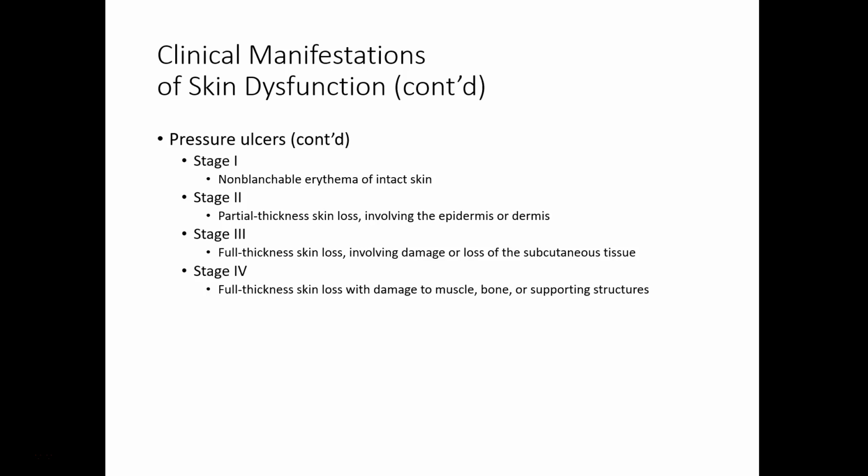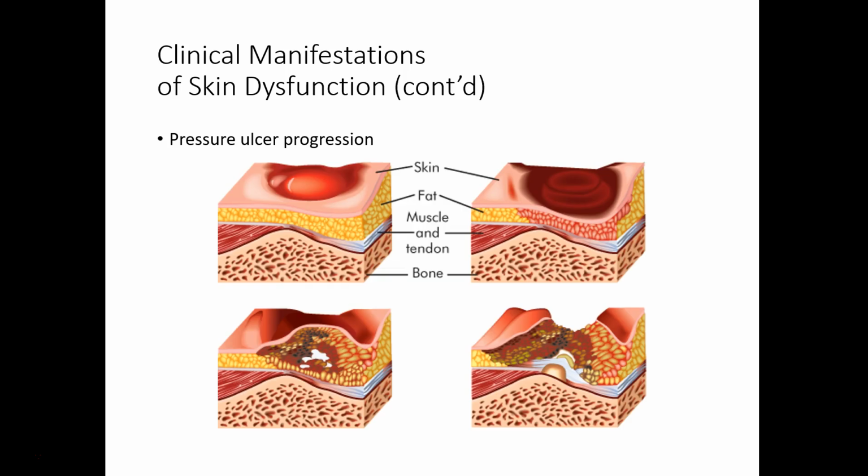Stage 2 is a partial thickness skin loss involving the epidermis or the dermal layer, so that first or second layer. A stage 3 is a full thickness skin loss. It involves damage or loss of the subcutaneous or the hypodermal area. And stage 4 is a full thickness skin loss with damage to muscle, bone, or surrounding and supporting structures.